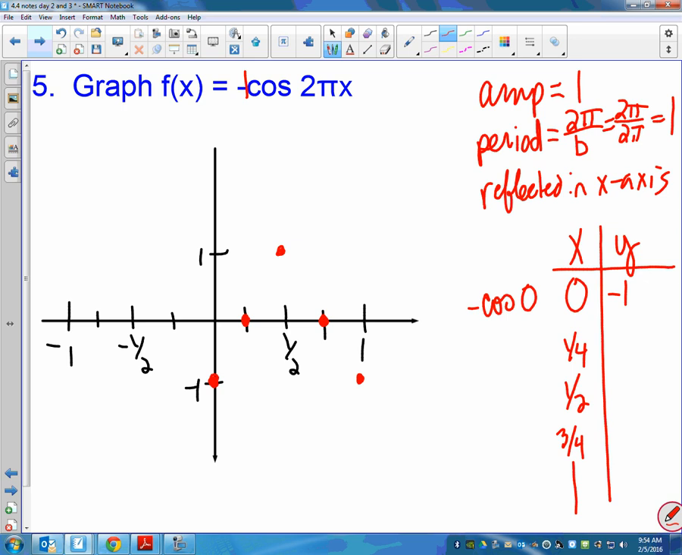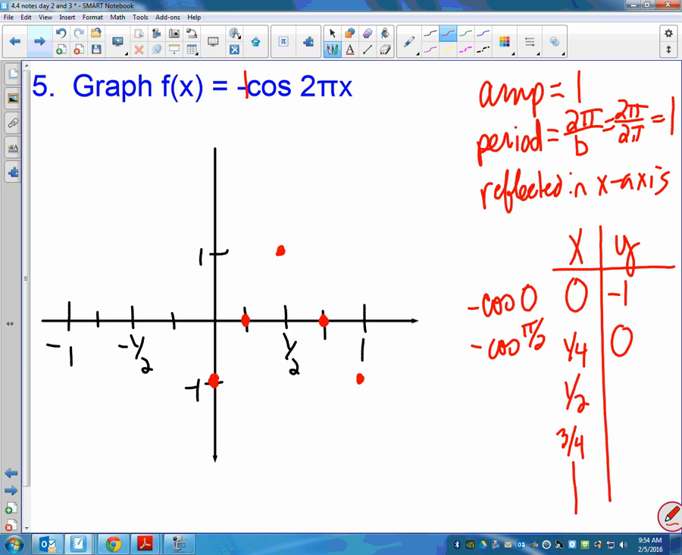The problem is, you're going to have a no calculator part of your test, which means if you're plugging these in every time, you've got to know your values correctly. When I plug pi fourths in there, 2 times 1/4 gives me 1/2 times pi, giving me negative cosine of pi halves, which is still 0.